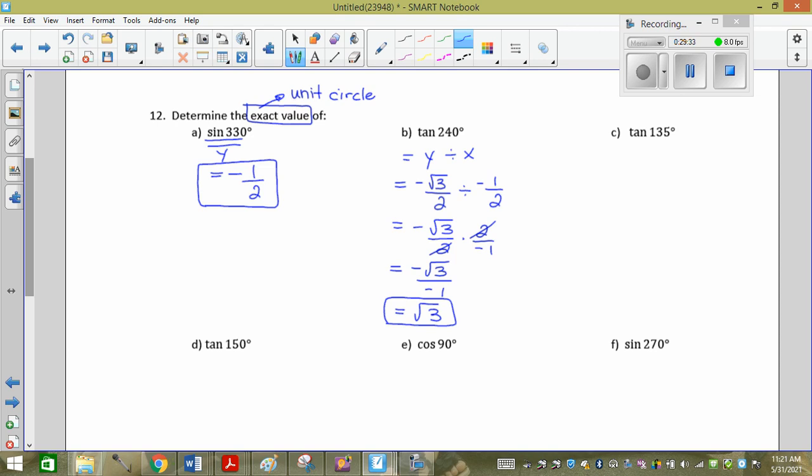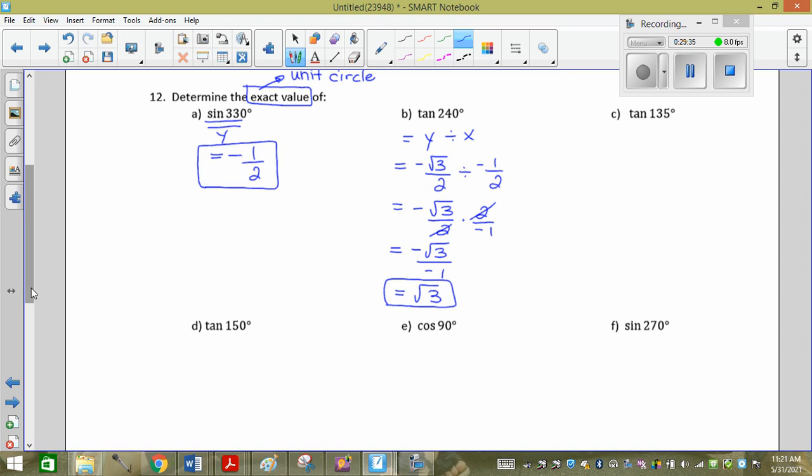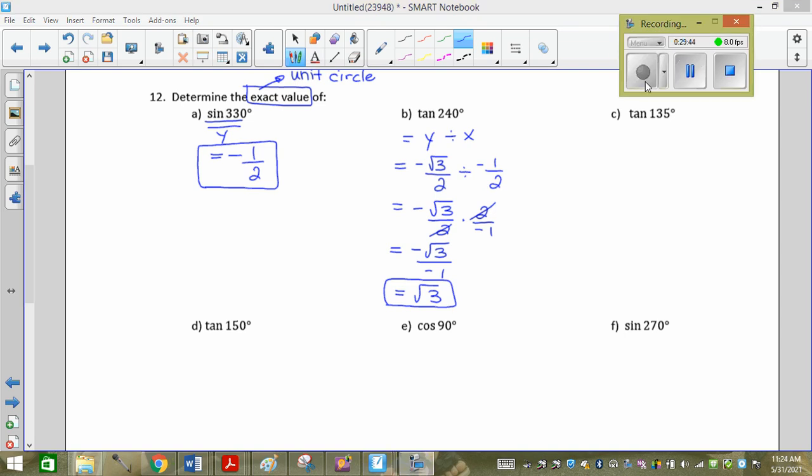Okay? So you're going to finish these off. You have about 5 minutes. The coses and the sines should be quick answers. The tans, you have to do y divided by x. So tan 135 is y divided by x. Y at 135 is root 2 over 2.